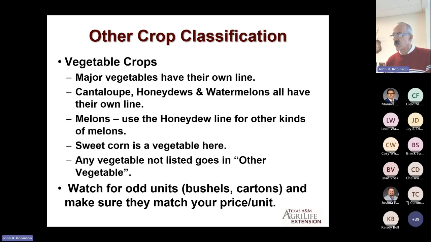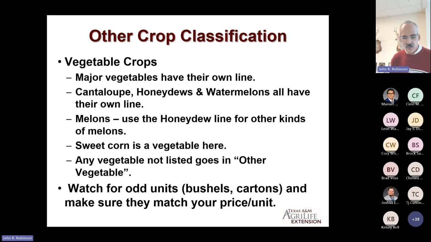Some people have melons that are not cantaloupes, honeydews, and watermelons. If you can, put them on another line and write me a note if you've got some kind of exotic thing, which some people do. Sweet corn, in our way of thinking, is a vegetable, so we put sweet corn here and not back up in the food grain. There's a category called other vegetable, which is a catch-all for everything under the sun.